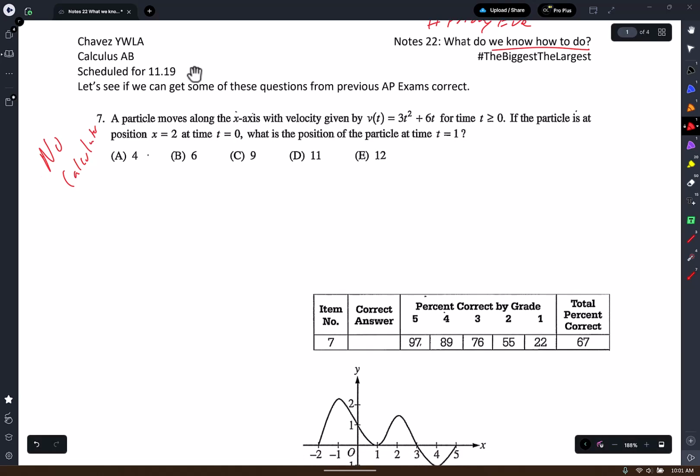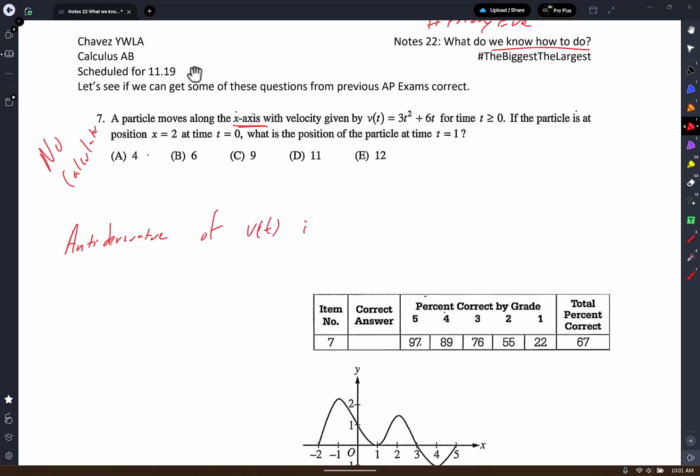All right. So how do I get position from velocity? Yeah. Perfect. Antiderivative. Do you guys remember when we did that? So this is motion in the x-axis, right? So okay, for good notes, let me write: antiderivative of velocity is position. Antiderivative of velocity is position. Cool? So what is the antiderivative of 3t squared?